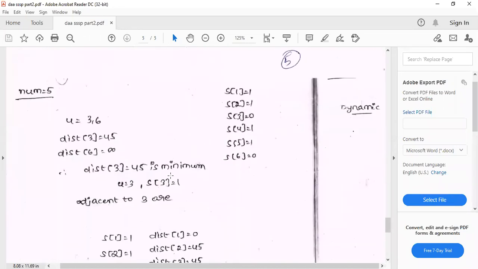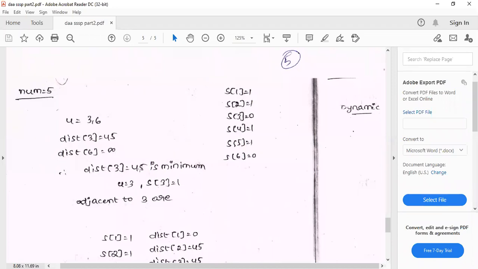Now we update the fifth path, U equals 3 comma 4, that is the third vertex and sixth vertex not visited. Here S1 equals 1, S2 equals 1, S3 equals 0, S4 equals 0, S5 equals 0, S6 equals 0. The adjacent vertices are 3 comma 5, distance 3 equals 45, distance 5 equals infinity.